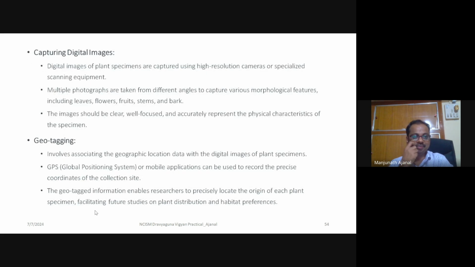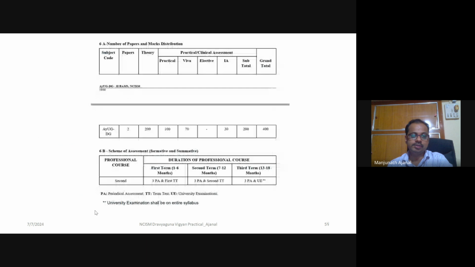For capturing the digital images of the plant specimen, a high resolution camera can be used and multiple photographs can be taken, including the leaves, sprouts, flower, stem, bark, etc., and geotagging. So that is the total set of practicals presented in this year's NCISM Dravyaguna syllabus.